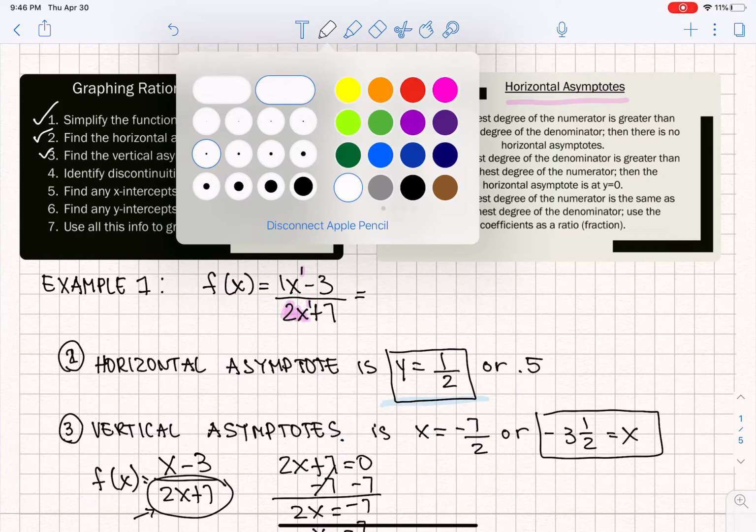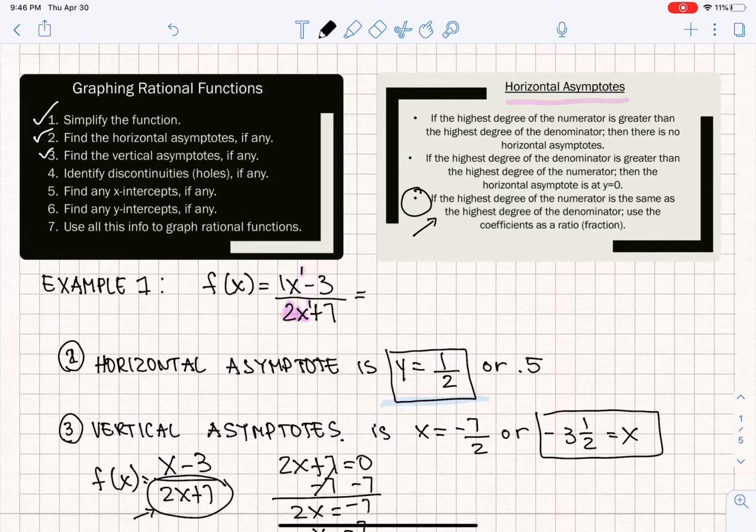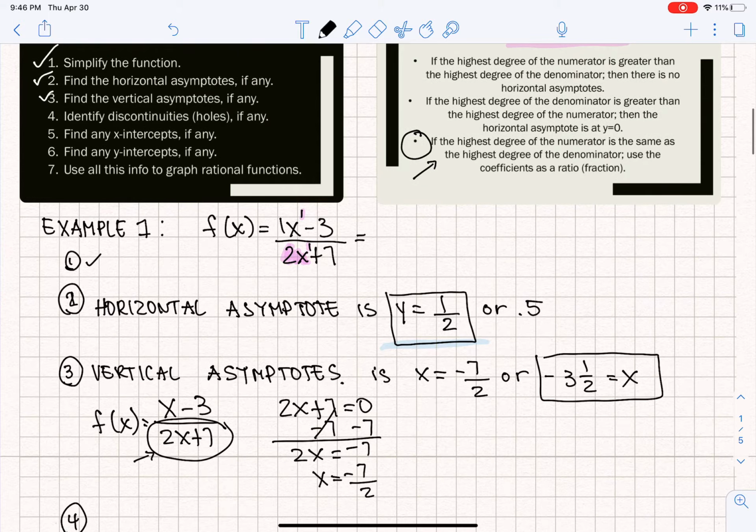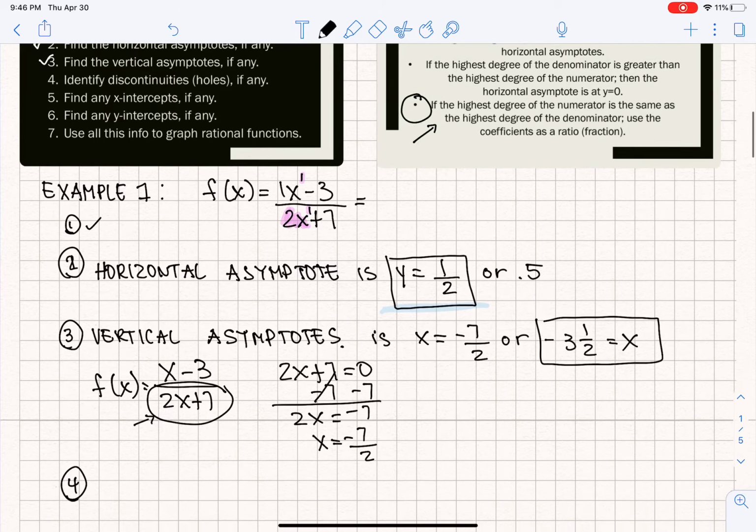All right, so let's start with the first example that we had. We didn't have to simplify because it was already in simplest form. All right, so we found the horizontal and vertical asymptotes. So now we're going to do the fourth part, which is identify any discontinuities or holes.